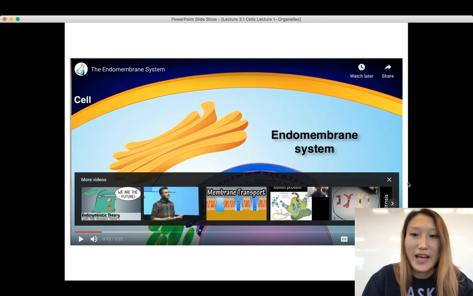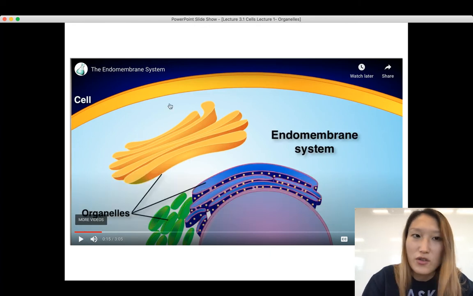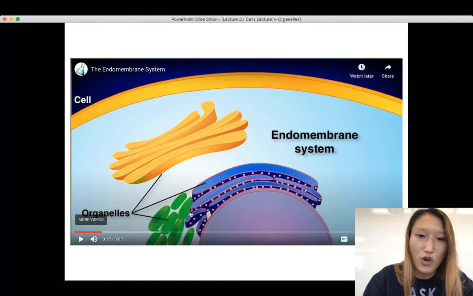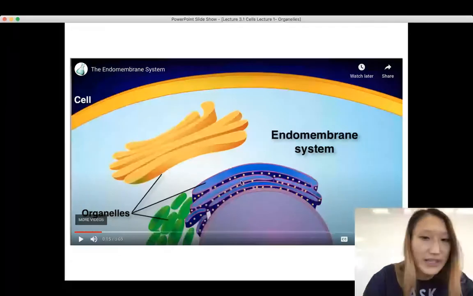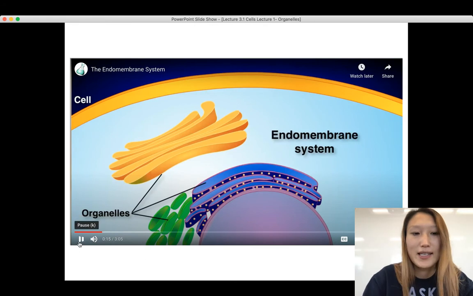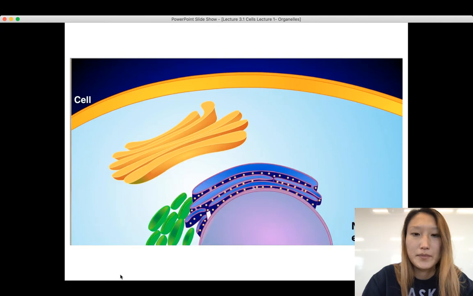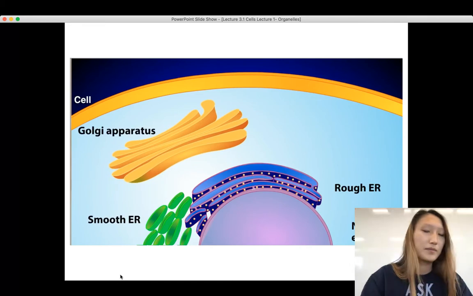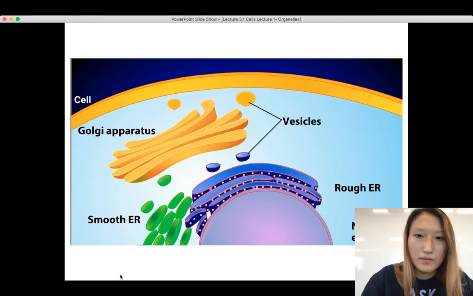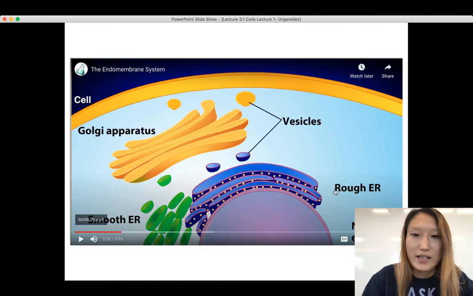Okay, so the endomembrane system, right? Endo means inside. Membranes are membranes, right? These are all membranes. The endomembrane system is talking about all these different organelles that have membranes. All right, see all these different parts? These are all a part of the endomembrane system because they're all made out of the membrane, okay?